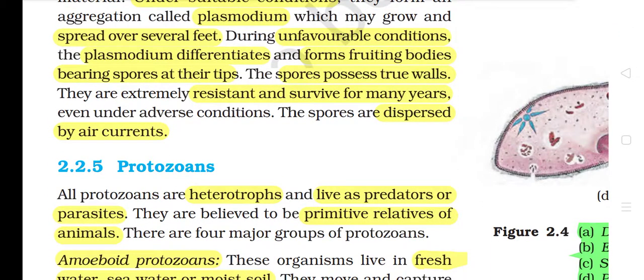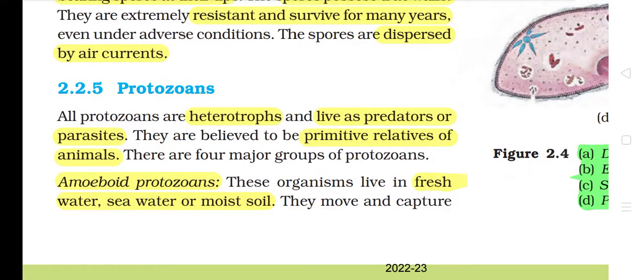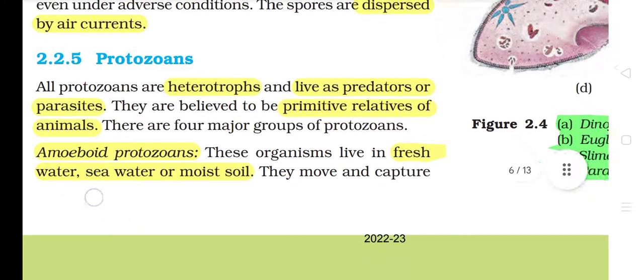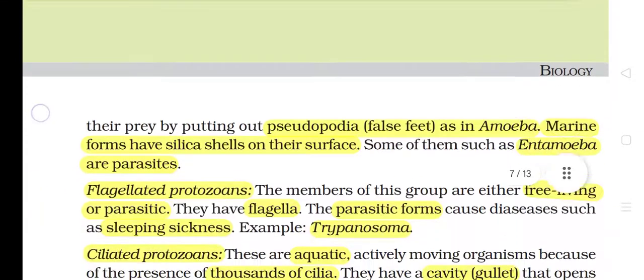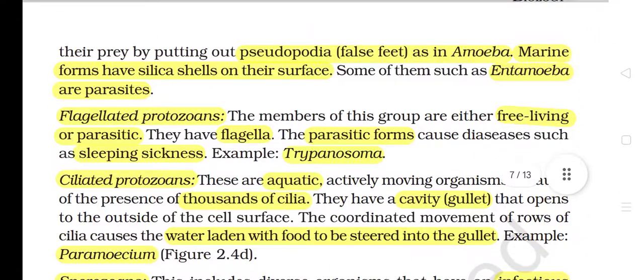2.2.5 Protozoans. All protozoans are heterotrophs and live as predators or parasites. They are believed to be primitive relatives of animals. There are four major groups of protozoans. Amoeboid protozoans. These organisms live in fresh water, seawater, or moist soil. They move and capture their prey by putting out pseudopodia, false feet, as in amoeba. Marine forms have silica shells on their surface. Some of them, such as Entamoeba, are parasites.